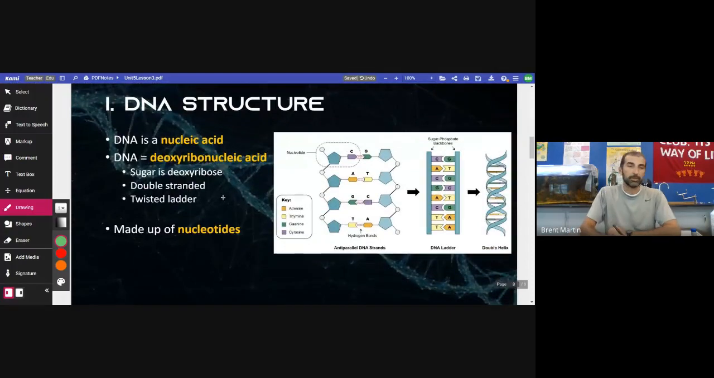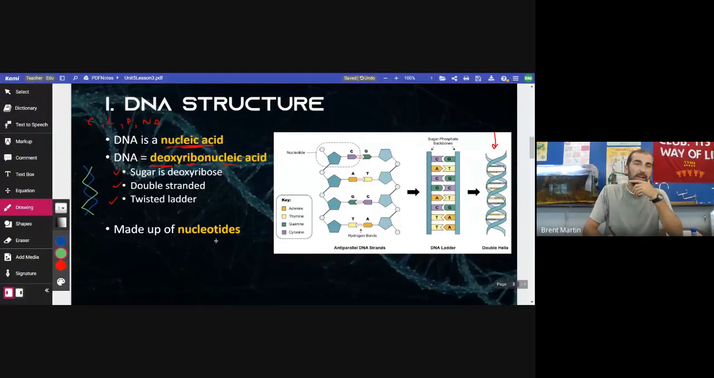All right, so DNA structure. Let's take a look at this. DNA is a nucleic acid. That's one of the 4 biomolecules. If you remember correctly, they were carbohydrates, lipids, proteins, and nucleic acids. DNA specifically is called deoxyribonucleic acid, and the sugar in DNA is deoxyribose. It is double-stranded, and it's in the shape of a twisted ladder. You can kind of see that right there. It looks a little bit like a twisted ladder, right? If I was to draw it as best I could, maybe it looks like that, okay?